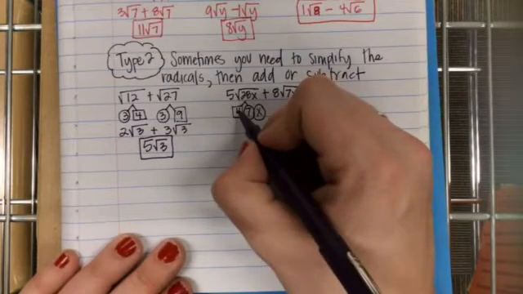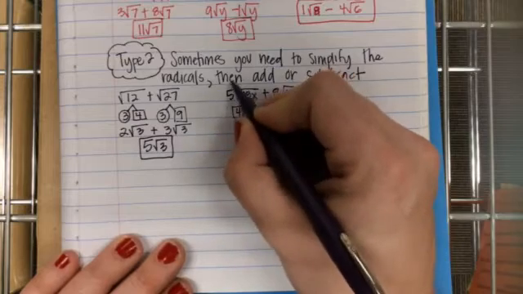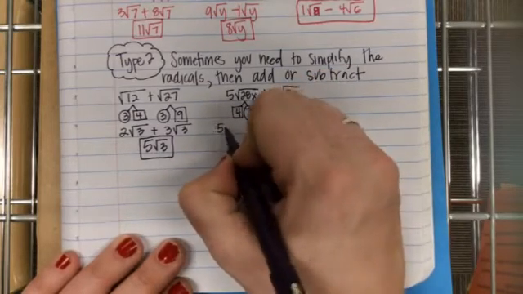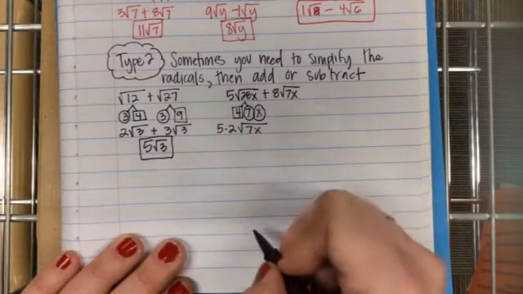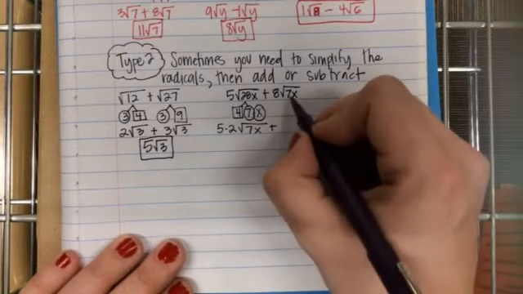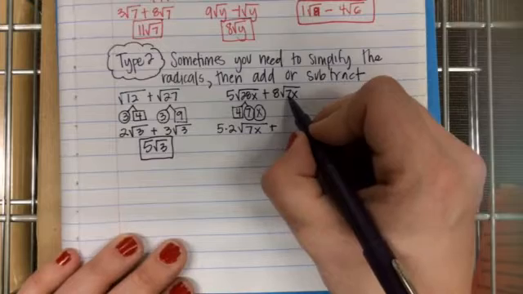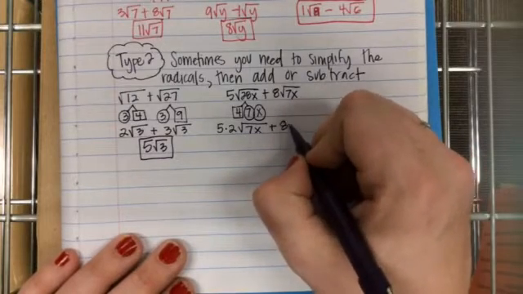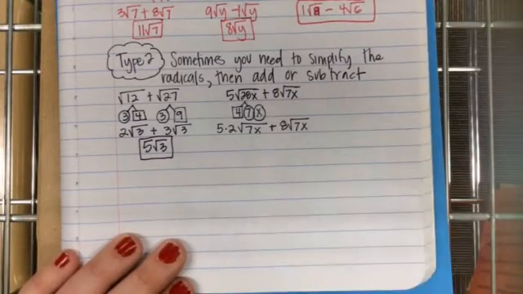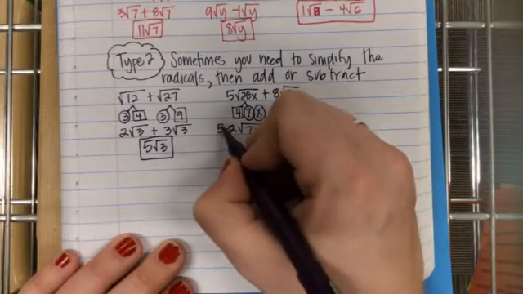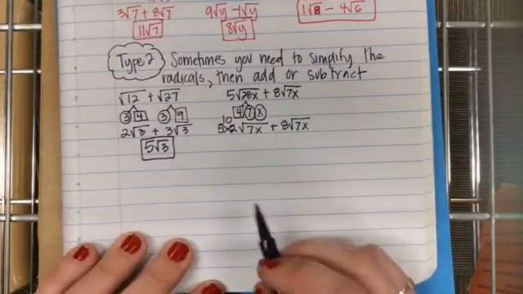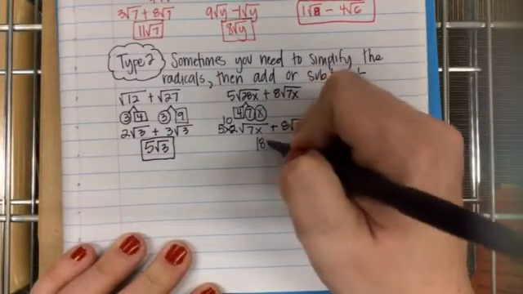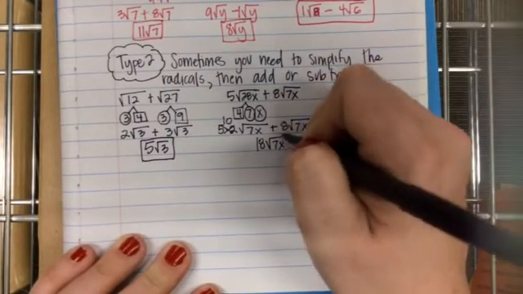So the square root of 4 is 2, so 2 is going to come in front, so that means it's 5 times 2, and what's left behind is radical 7, plus, can 7 be factored? No. So this stays. 5 times 2 is 10. 10 radical 7 plus 8 radical 7 is 18 radical 7.